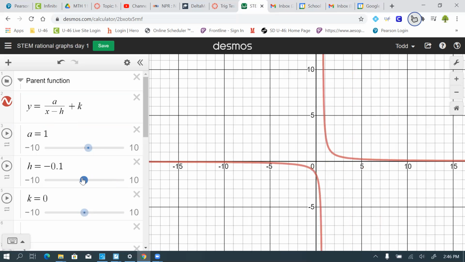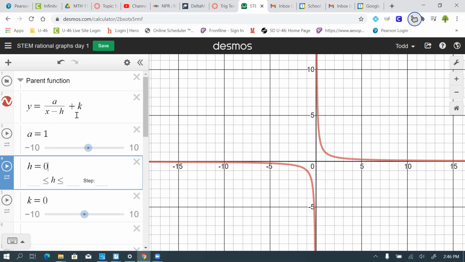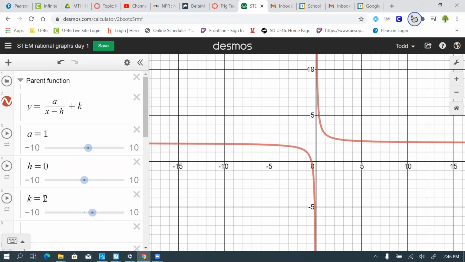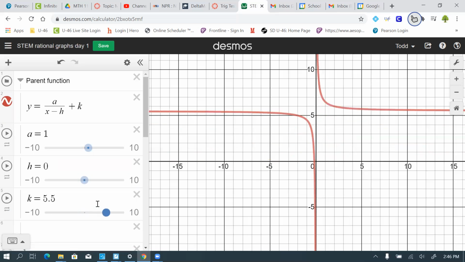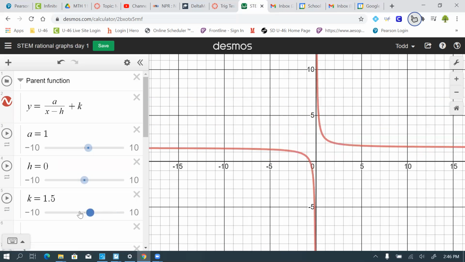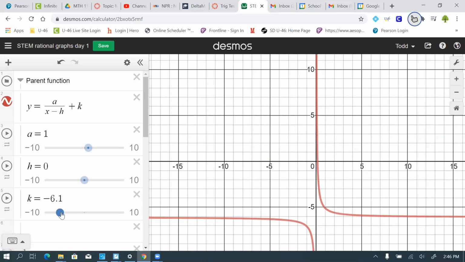The k value, so let's get back to 0, the k value moves it up or down, the k amount. So the normal horizontal asymptote is y equals 0. If you want the horizontal asymptote to be y equals 2, you need to move this up 2 units. So when the k value is +2, it'll go up. The bigger k gets, the higher the horizontal asymptote gets. And if it goes into the negatives, so does the horizontal asymptote.